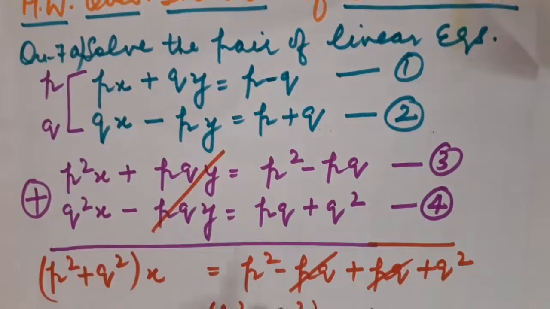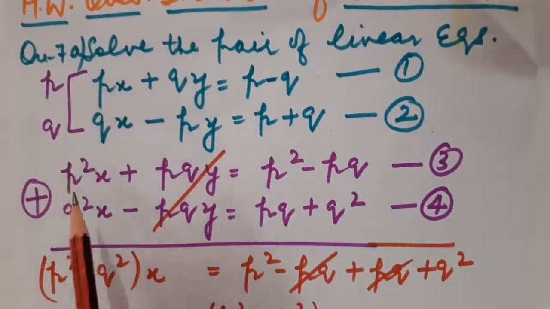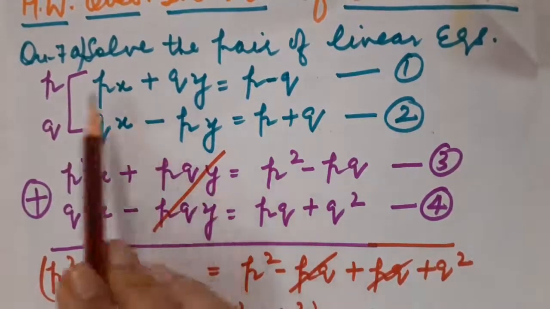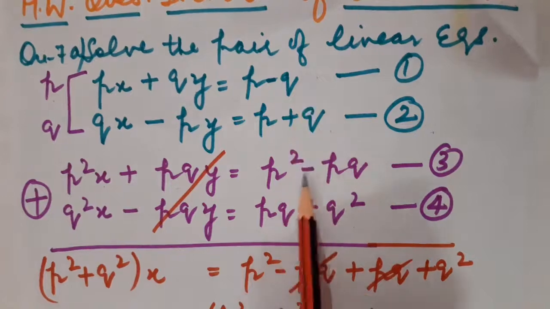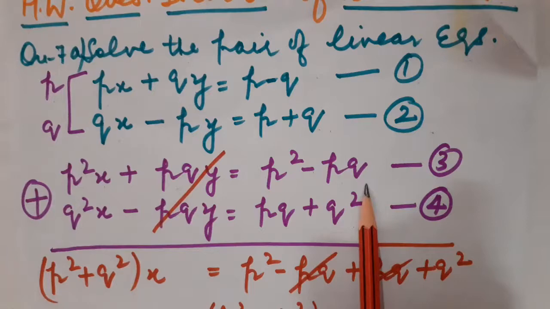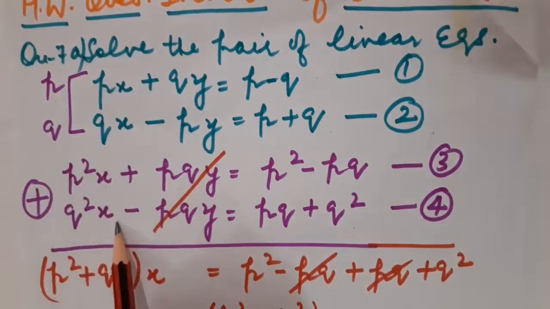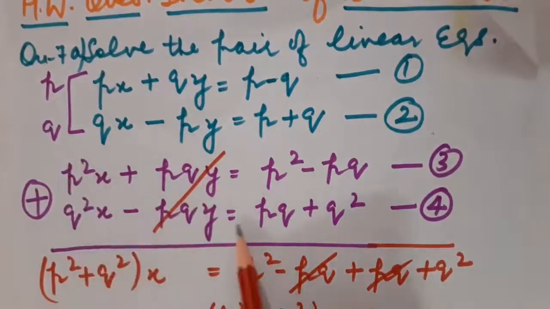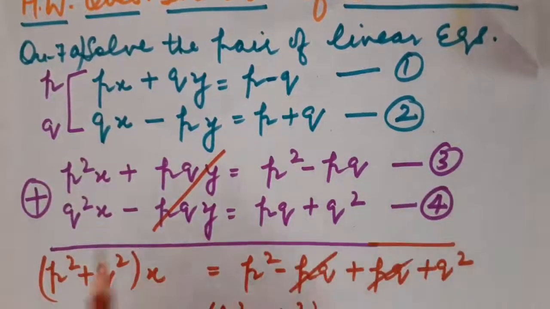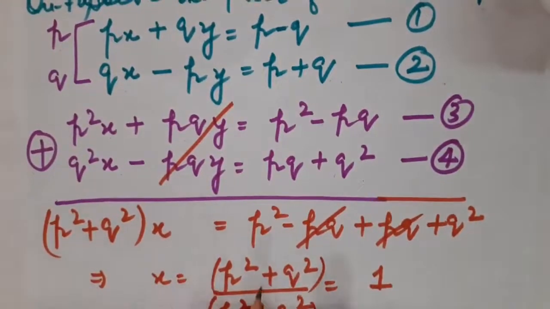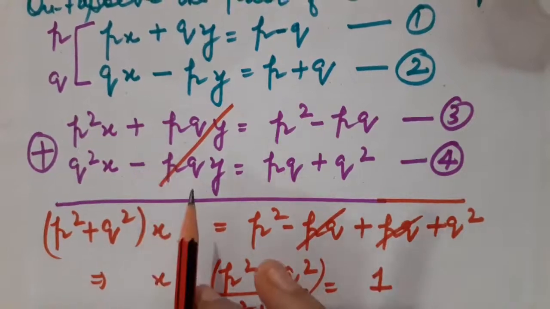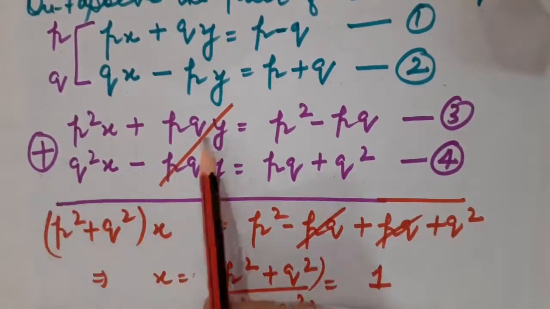Fine. Do it. P into P will become P square x plus PQy is equal to P multiplied with P, that is P square, minus P multiplied with Q, that is PQ. Q into Q, Q square x minus PQy is equal to PQ plus Q square. Now, you are not supposed to subtract in this case because these two terms already have different signs. Fine. So, just add both the equations.